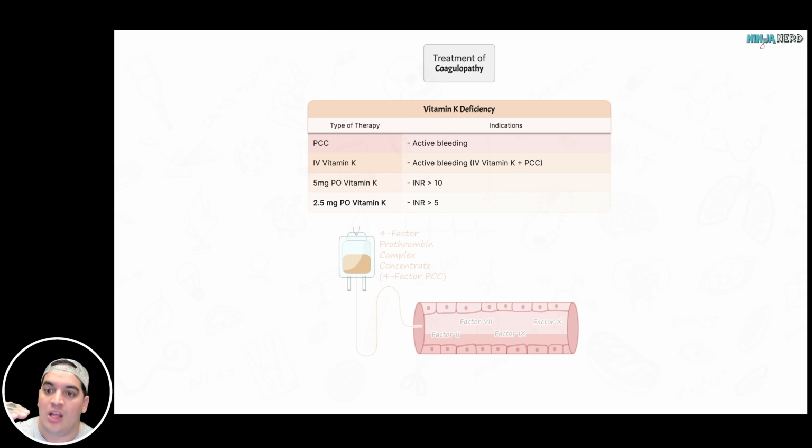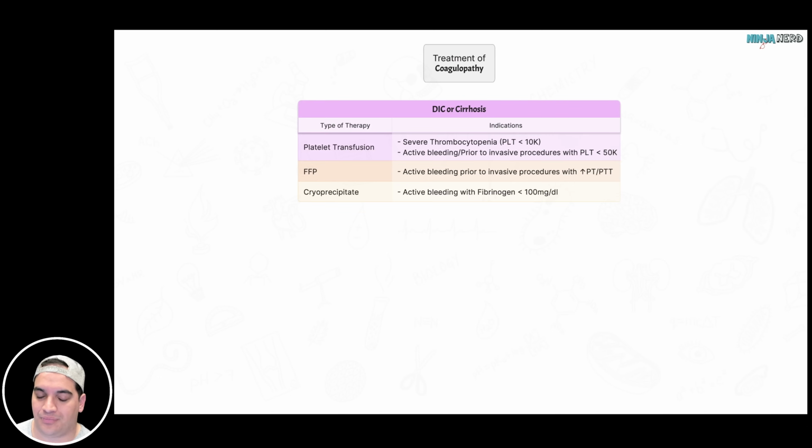Not bleeding, then you determine where the INR is. Is it greater than 10? Is it, in this case, greater than 5 but less than 10? You give 2.5 milligrams of PO vitamin K. No PCC for either of those.